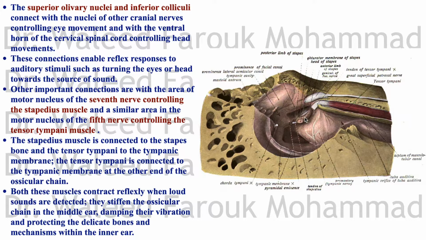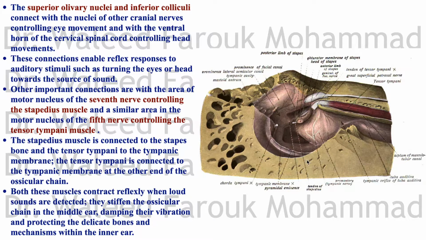These control or protect the inner ear from loud noises. So they are in control of the vibrations arriving at the tympanic membrane. They contract reflexly when loud sounds are detected, and they stiffen the ossicles in the middle ear, damping their vibration and protecting the delicate bones and mechanisms within the inner ear.